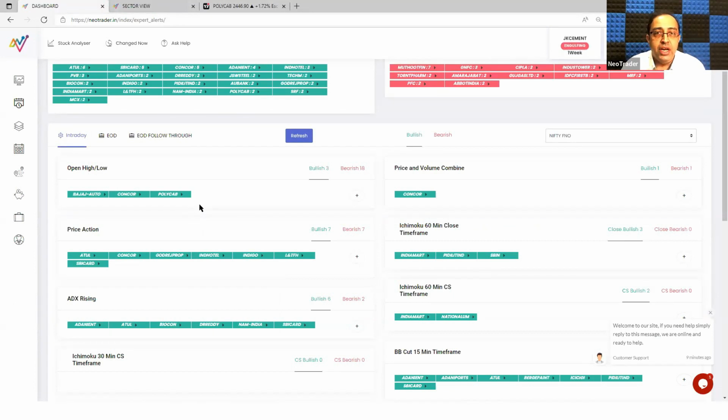If there is no particular sector in clarity, then no worries. Then look at the more trended stock. If some stock is giving a follow through. What do you mean by follow through? Previous day के हाई के ऊपर चला, that is called a follow through. Previous day के लो के नीचे चला, that is called a follow through. So that's how NeoTrader works for you.